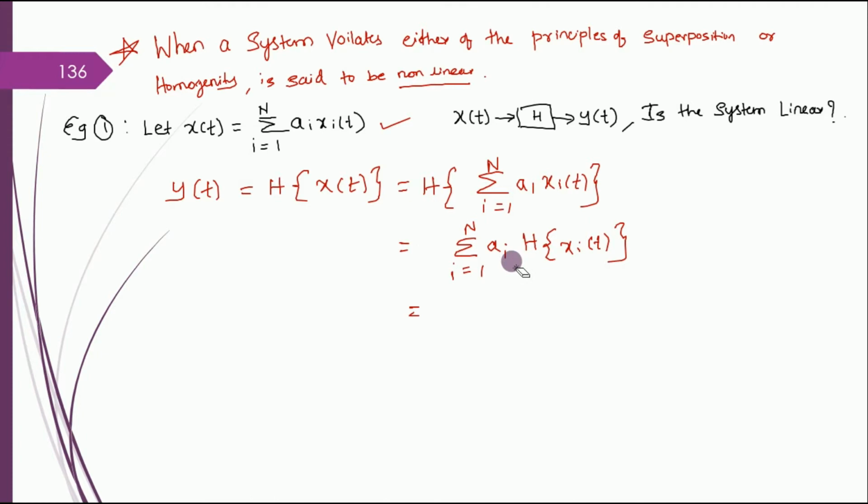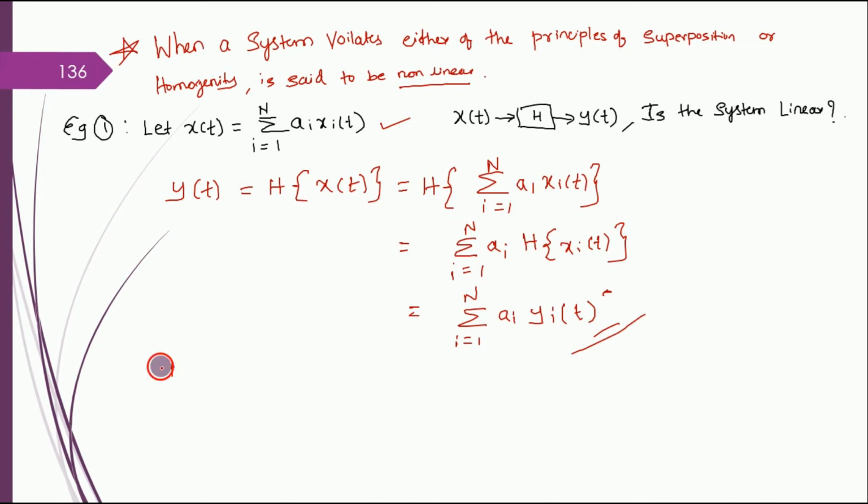So h is taken care of already. So what else we need to write is summation i equals 1 to n of a_i. What is the h of x_i of t? It is y_i of t. So this is what it should result in.